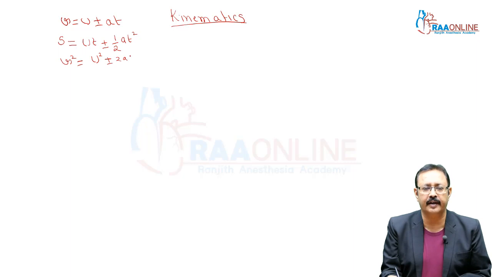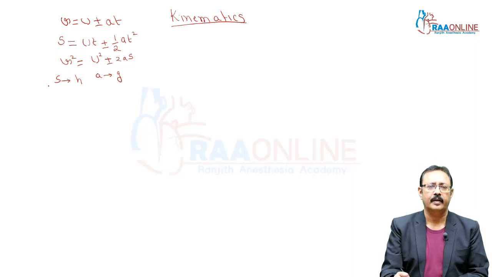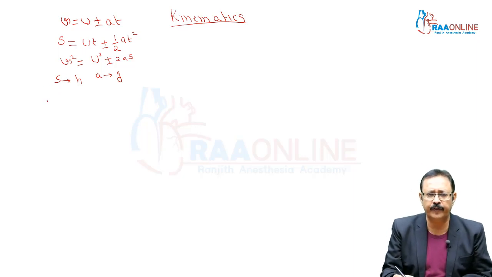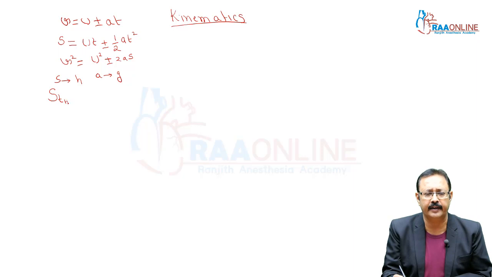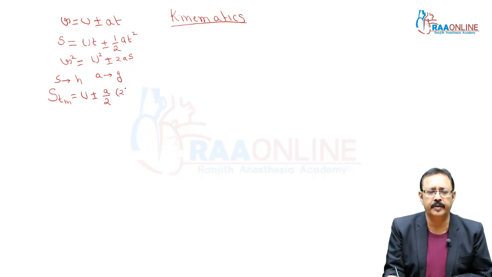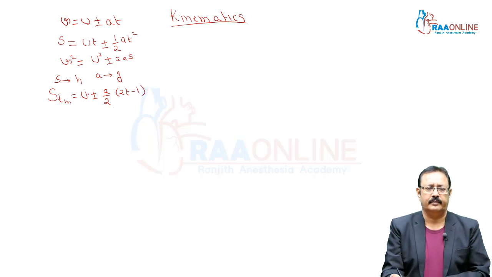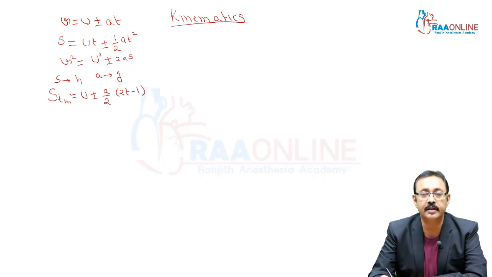If motion is under gravity, only replace s by h and a by g. Equations are the same. Third, for our convenience, we can find the distance travelled in the t-th second. It is u plus minus a by 2 into (2t minus 1). So these were the equations of motion.